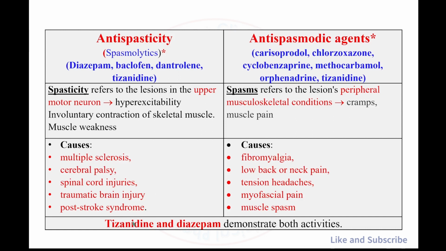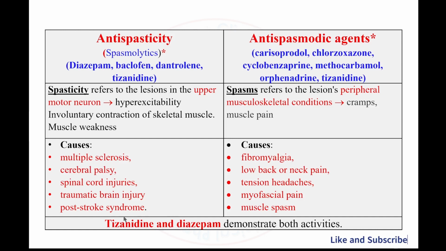You can see here at the bottom of this table that we have something in common between the two cases. If the patient comes with spasticity or spasm, we have two medications that share the common area: tizanidine and diazepam could be used for both cases. So if the patient comes to the clinic suffering from spasticity, we can prescribe tizanidine or diazepam. If the patient comes suffering from cerebral palsy, we can prescribe one of these.